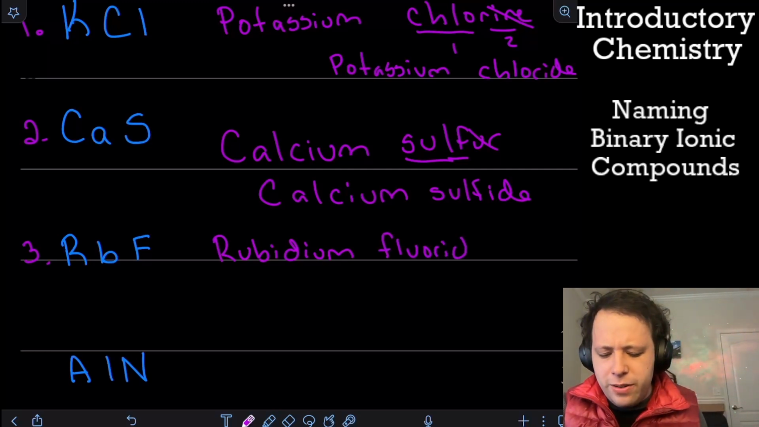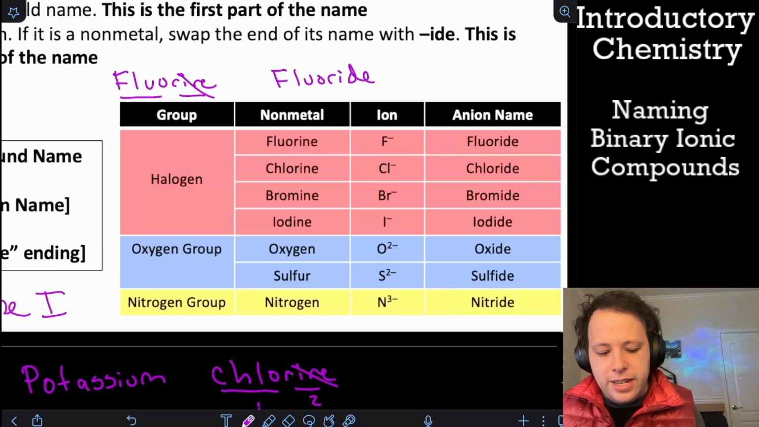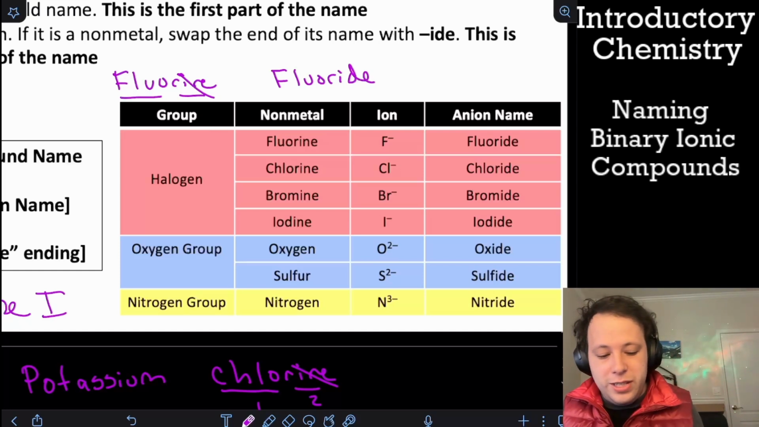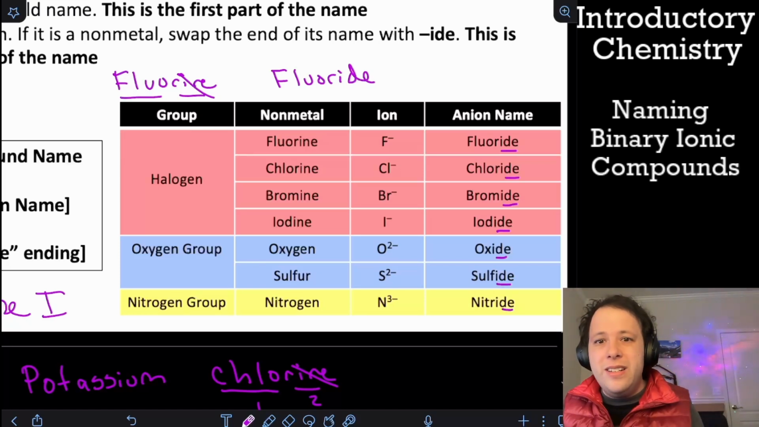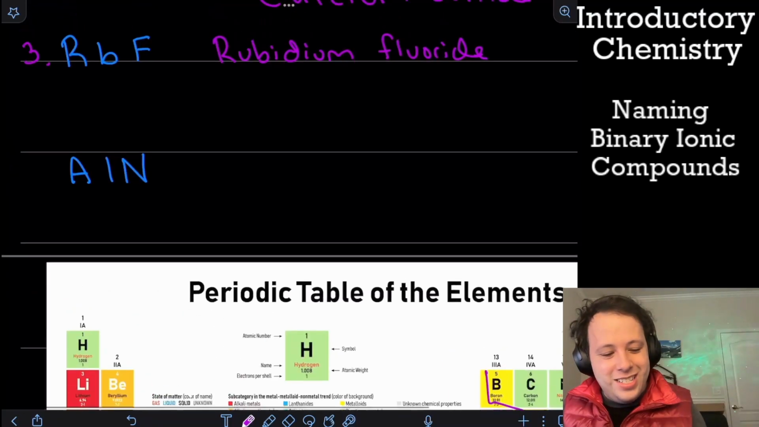If you're not sure how any of these are named, check the very beginning of the slide, where I have all the different halogens and all the main non-metals you will be seeing very commonly in your chemistry classes. Here's a quick list for you to refer to later. You can see they're all replaced by the ide ending. Whether it's fluorine, chlorine, or bromine, they would become fluoride, chloride, bromide, iodide, oxide, sulfide, nitride, and so on.